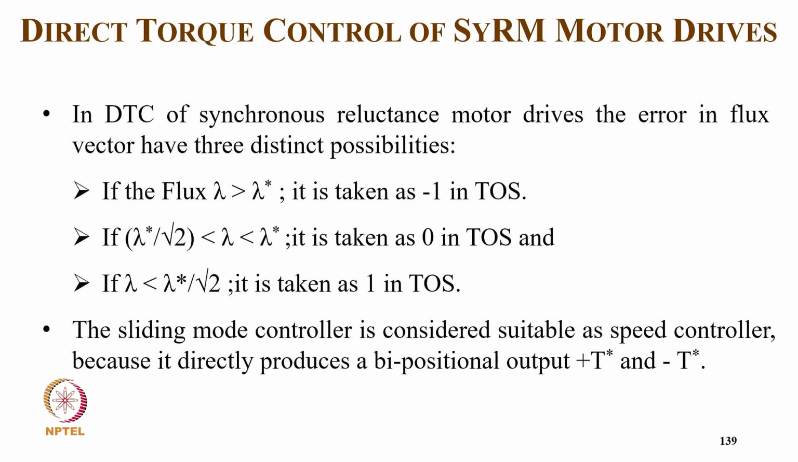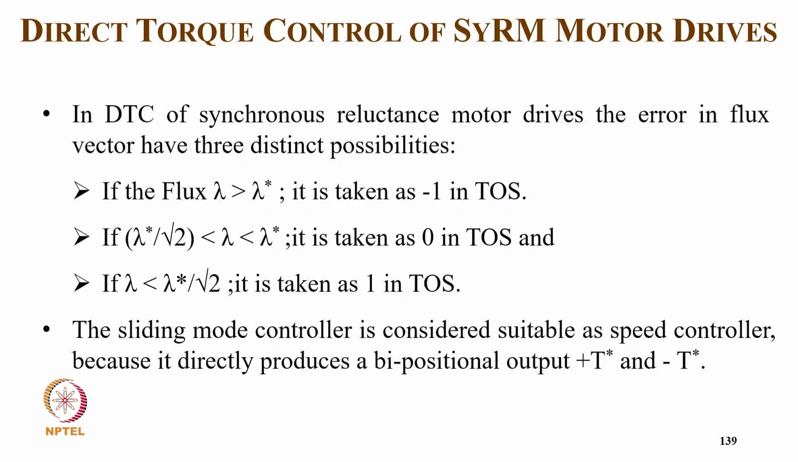So in case of DTC of a synchronous reluctance motor drive, the error in the flux vector has 3 distinct possibilities. If the flux lambda is greater than lambda star, it is taken as -1 in the table of optimal switching. If lambda star by √2 is in between lambda and lambda star, it is taken as 0 in the table of optimal switching. If lambda is less than lambda star by √2, it is taken as 1 in the table.